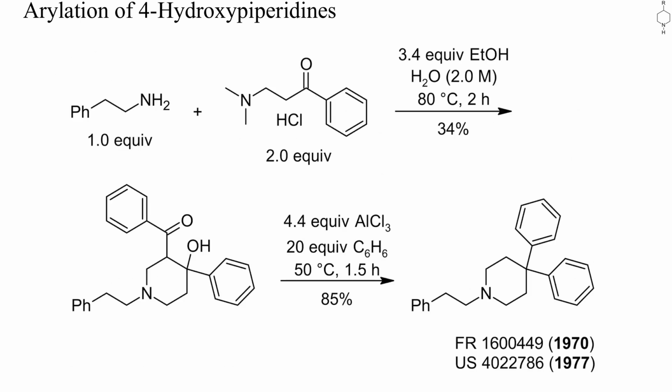Mannich products aren't very stable and readily decompose upon heating. Here, the Mannich product of acetophenone, formaldehyde and dimethylamine was heated with phenethylamine, and a low yield of a substituted hydroxypiperidine resulted. Heating with an excess of aluminum chloride and benzene gave a high yield of a 4,4-diphenylpiperidine. The debenzylation probably proceeded by intermediate formation of a benzoyl cation, which either decarbonylated or reacted with benzene.